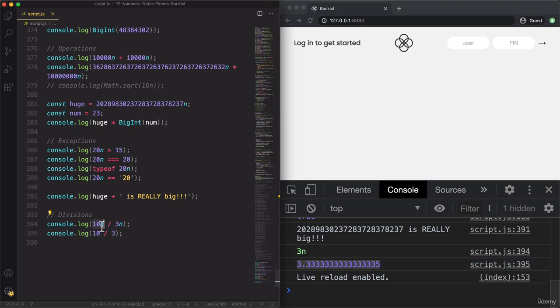Let's try it with 11 here. And so it simply basically cuts the decimal part off. Of course, with 12, it would then be 4, right? But with anything else, it will then cut off the decimal part.